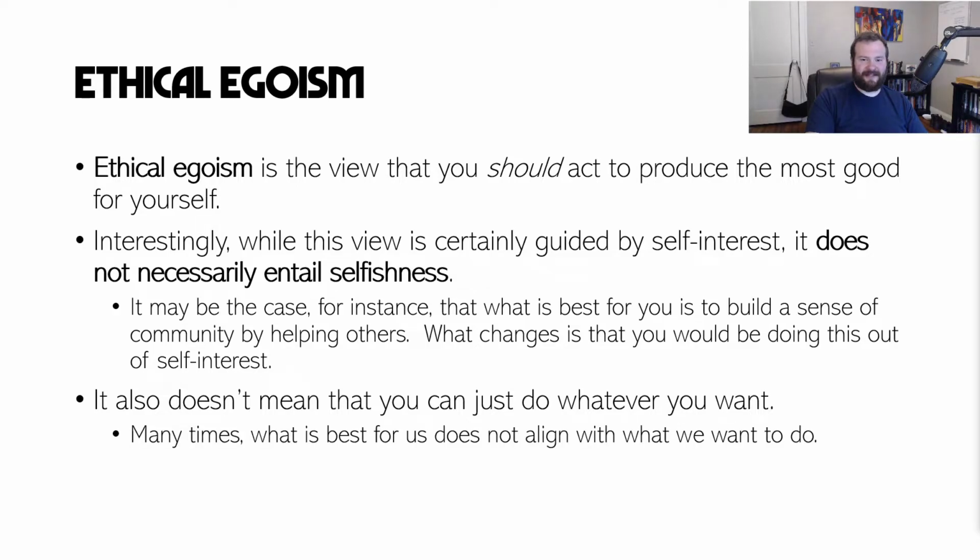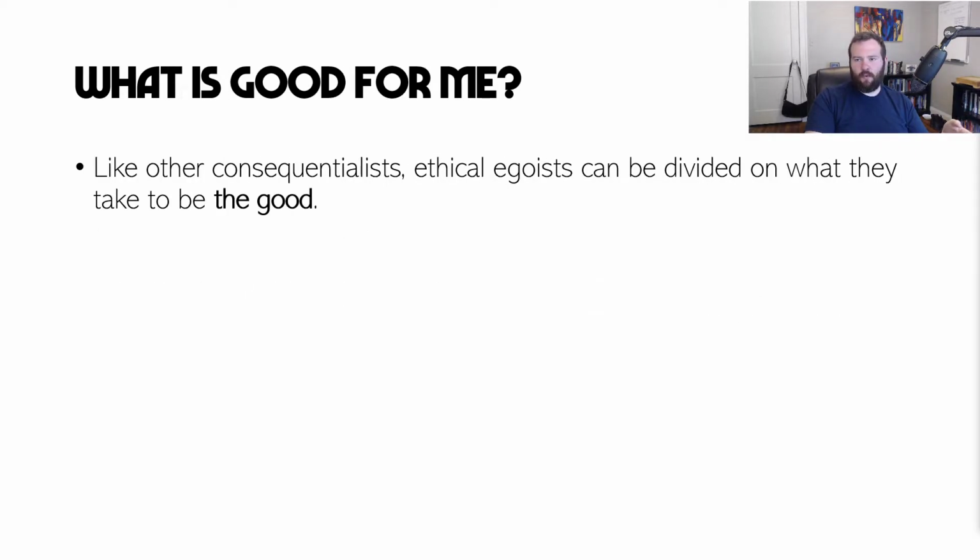Many times it's going to be the case that what's best for us doesn't align with what we want to do. For example, when the child doesn't want to eat their vegetables, their Brussels sprouts, whatever, they don't want to eat them, but it might be best for them to do, right? And therefore the ethical egoist is going to say, look, sometimes you ought to do things that you don't want to do because they actually are in your best interest, right? Okay, but how do we decide what's good for us, what's in our best interest, right?